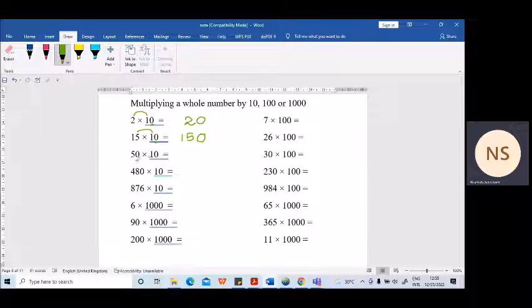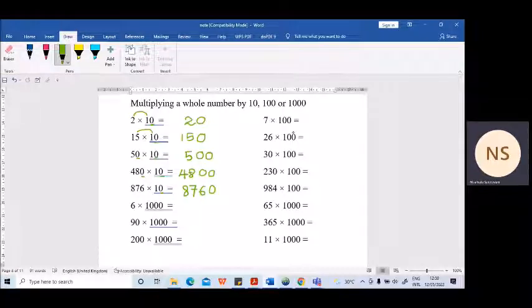Next, in both the numbers at the end, we can see zeros. How many zeros are there altogether? 2 zeros. So you place them at the end. Now multiply the remaining numbers. 1 times 5, 5. 500 is the answer. Next, there are 2 zeros at the end. You place them here. Multiply the remaining numbers. 1 times 48, 48. Next, there is only 1 zero. You place it at the end. 1 times 876 is 876.